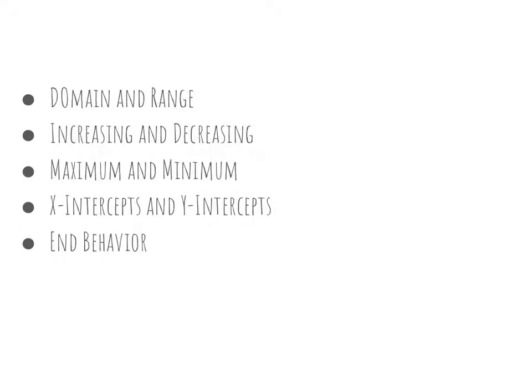you guys about characteristics of graphs, and these are the characteristics that we're looking at. We're looking at domain and range. We're looking at where the graph is increasing and decreasing. We're looking at maximum and minimums on the graph, x-intercepts and y-intercepts, and the end behavior, what happens to the left side and the right side of the graph.